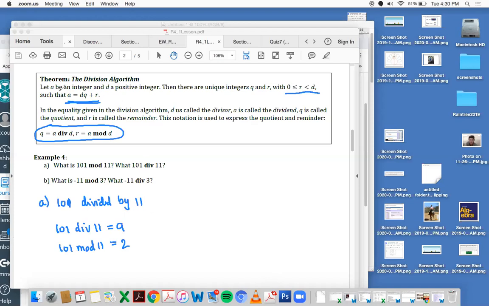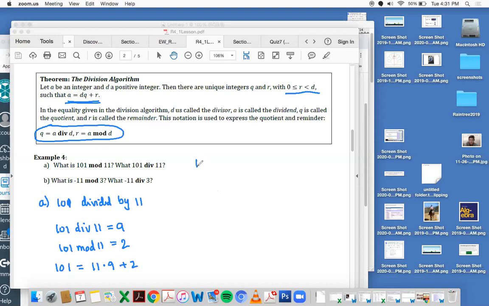All right, and following that equation right here, that basically says that I can write 101 as 11 times 9 plus 2. So I can write any integer by this formula: it's the divisor times the quotient plus the remainder. So 99 plus 2 gives me 101.